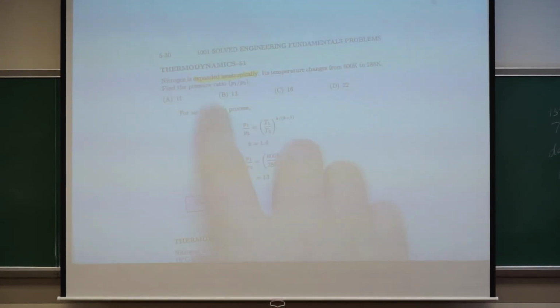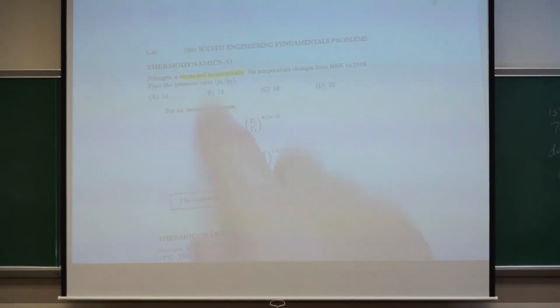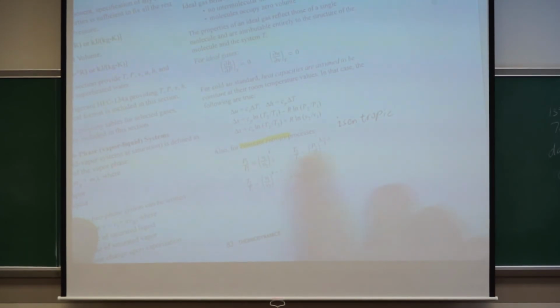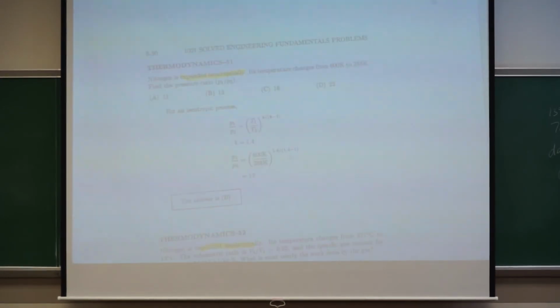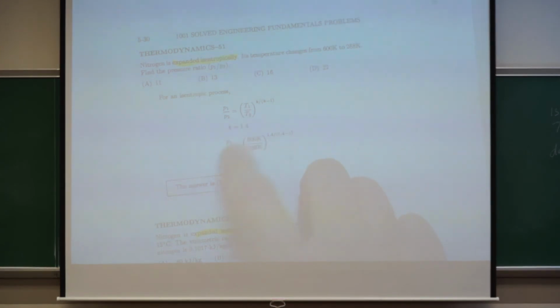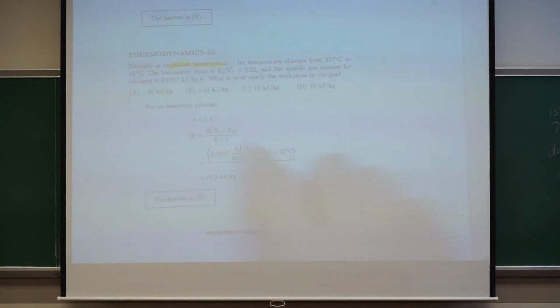And this one, nitrogen expands isentropically, temperature, and find the pressure ratio. And this one, still, you go to this isentropic process, and you find the equation, and you go through, you find the ratio of pressure, right? And this last one expands isentropically. It's asking about the work being done by the gas.